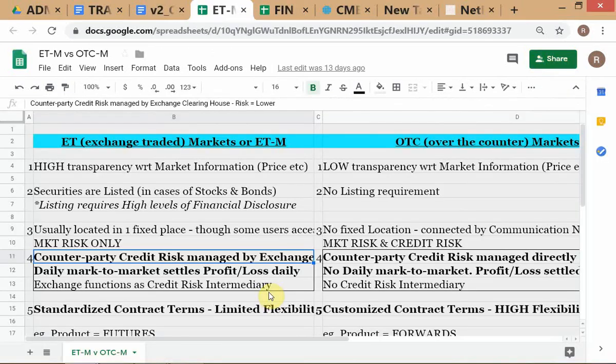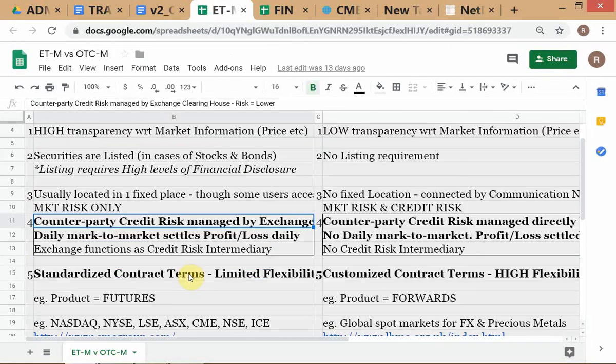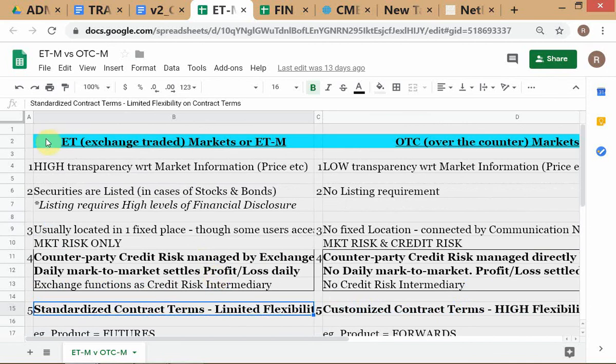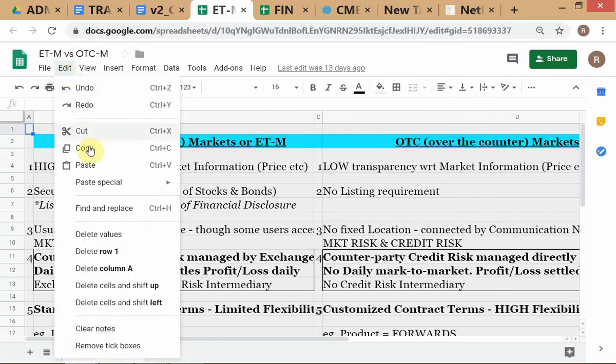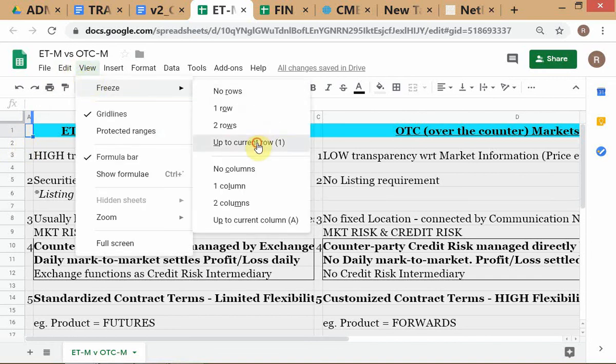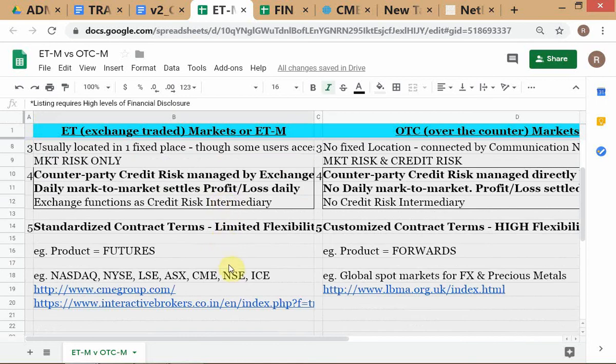Okay, all right, so the next point is here. We have to understand the second point about the OTC versus ETM. This should actually be frozen. Why have I kept... I can delete this row. Okay, so the second important point that we're going to understand is standardized contracts.